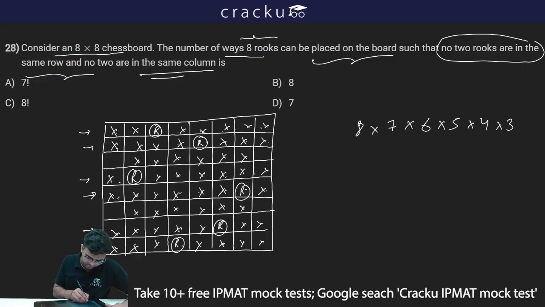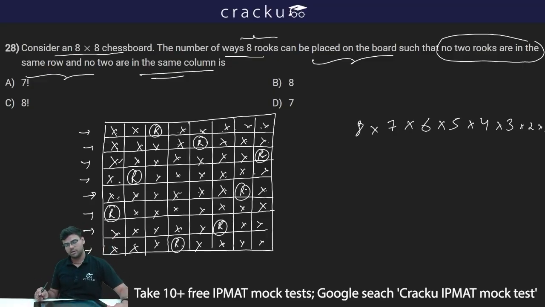Now the 7th rook I have to place somewhere here. How many options do I have? I have 1 and I have 2. So 2 options are there, and let's say I have placed it here. So I cannot place my rook here and I cannot place my rook here. Now I have to place my last rook in this row, and there is only one option for this to be placed. So there is only one way of placing the last rook.